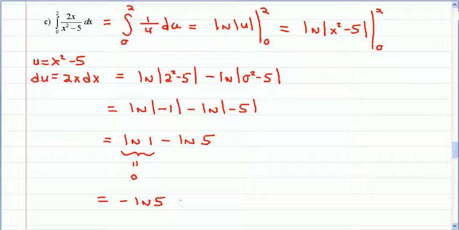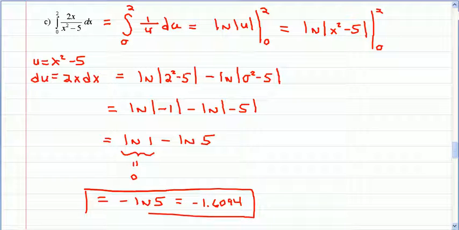And if I put this in my calculator and round to 4 decimal places, I get negative 1.6094. So you can write this as minus the natural log of 5, or minus 1.6094.